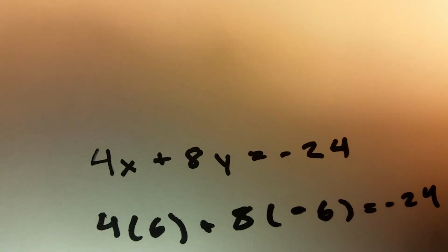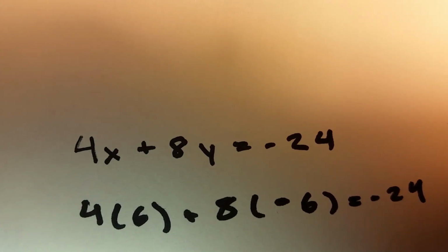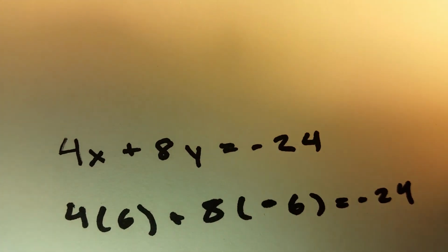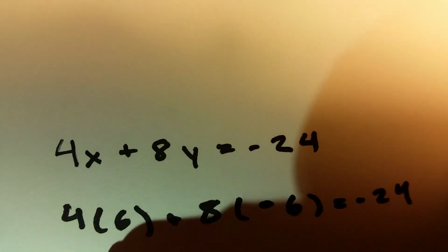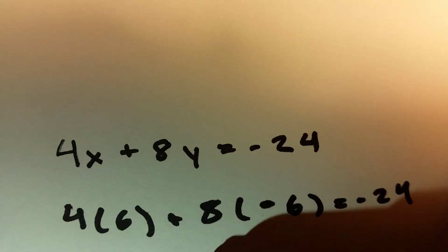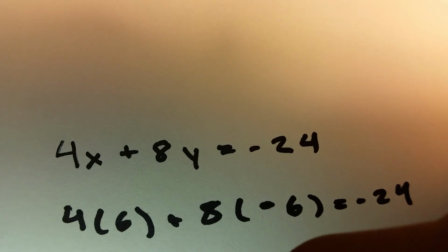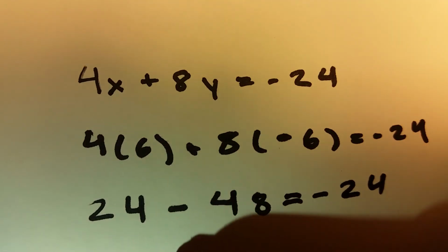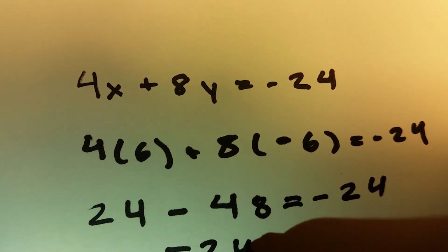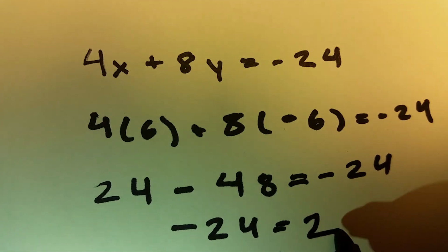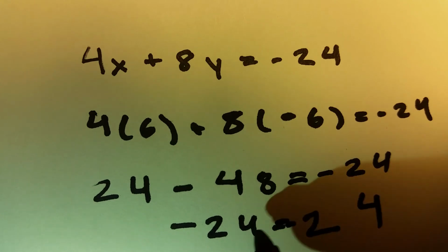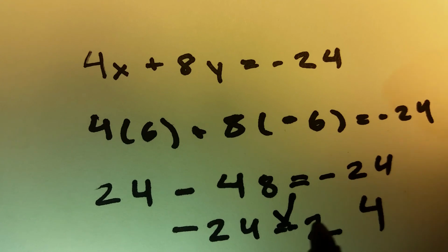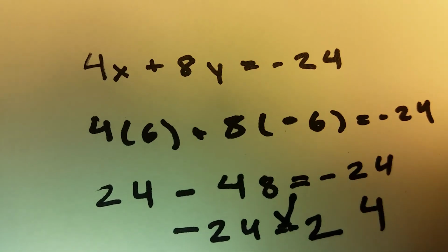equals negative 24. Now what should happen is that when we add these two together, we should get the same as on the other side. So we would get 24 minus 8 times negative 6, which is 48, equals negative 24. And in the end, we will get 24 equals negative 24, which, as we can see, the same numbers on both sides. So this checks out, and our answers are 6 and negative 6.